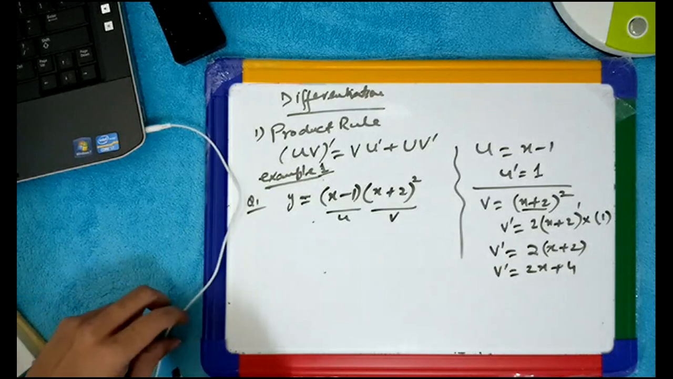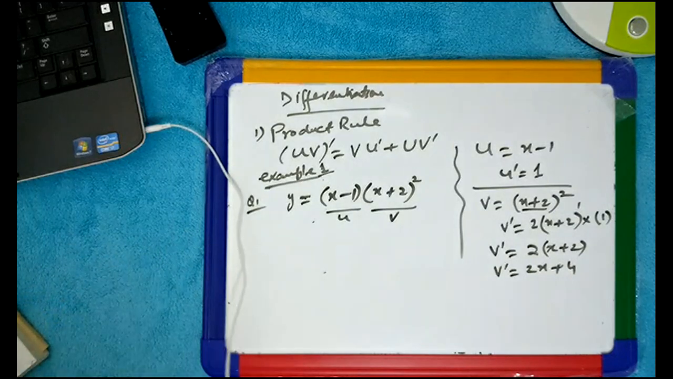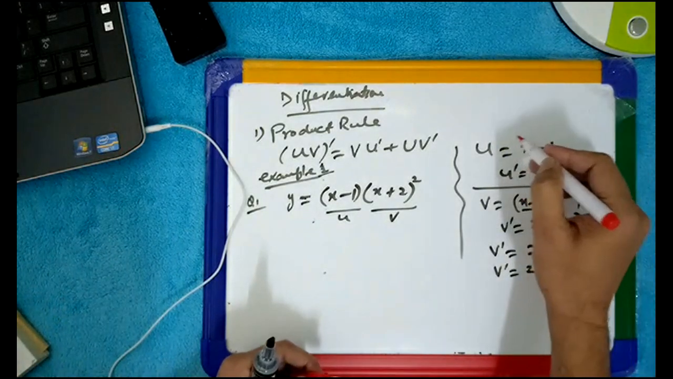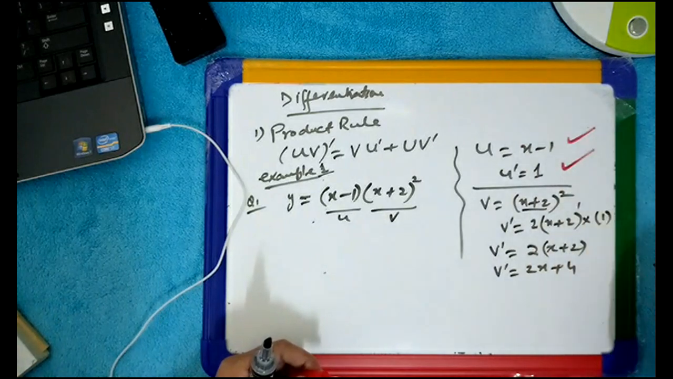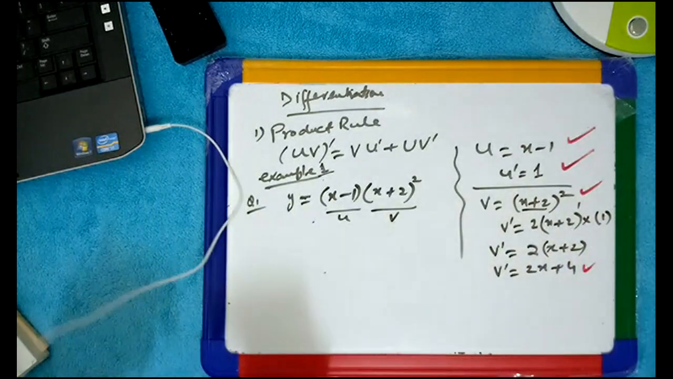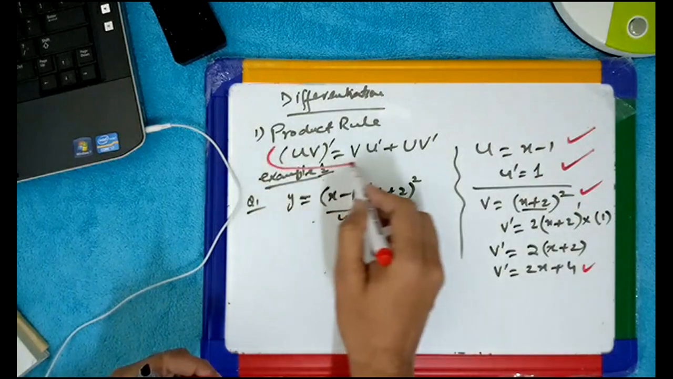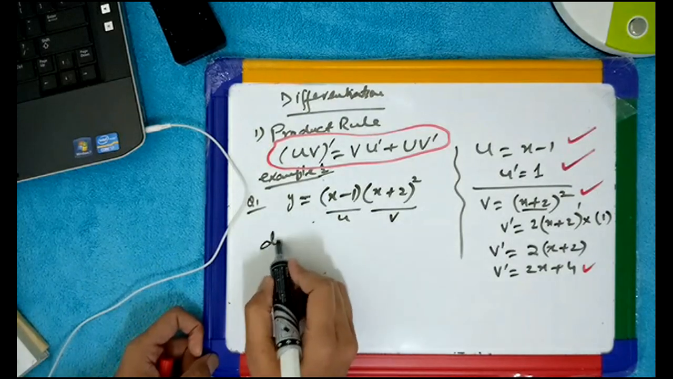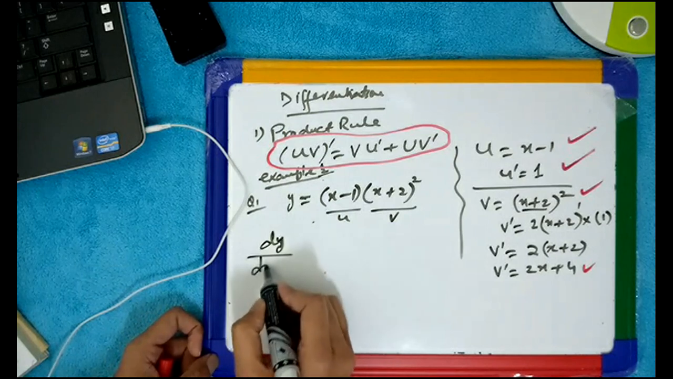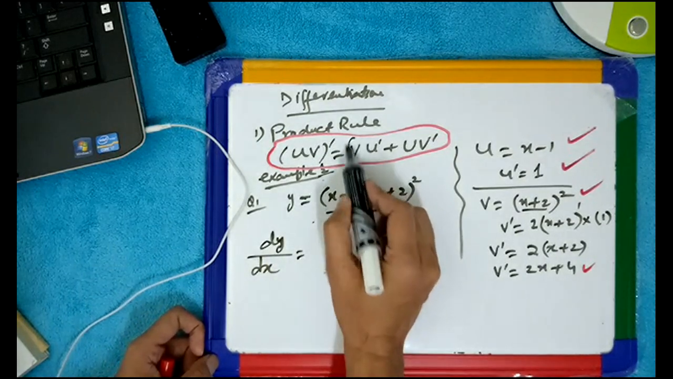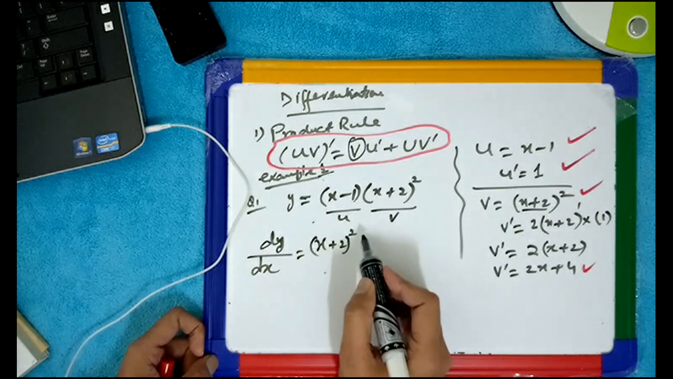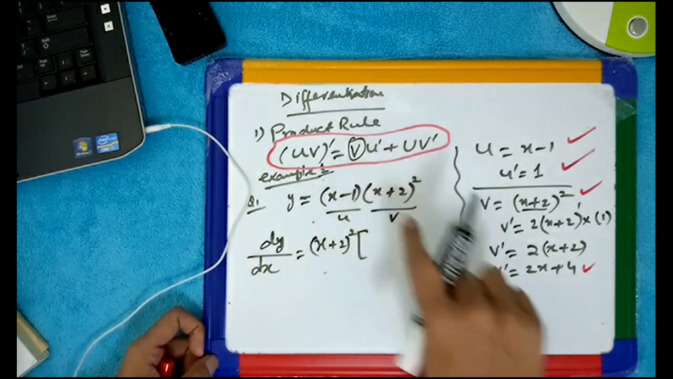So which four things will I use in this case now? I will use these four things. One is this, the second is this, third is this, fourth is this. These four things I will use in this formula. Now I will write dy over dx equal to, first of all, v, which is x plus 2 whole square. And then I will write u dash, and u dash is this, 1.